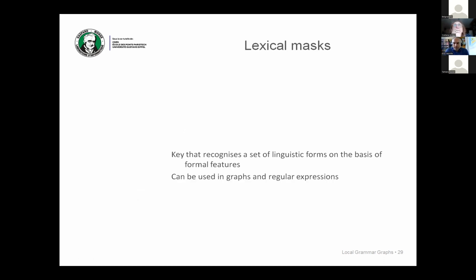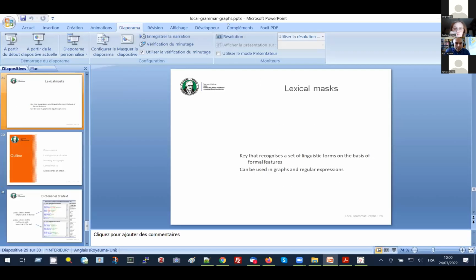So just as a conclusion about lexical masks, a lexical mask is a key that will recognize a set of linguistic forms on the basis of formal features represented in the dictionary, and they can be used in graphs and regular expressions. So the web address of the manual is this. You can download and find the information about lexical masks and the details of how to use them.